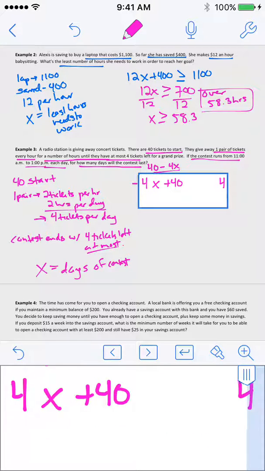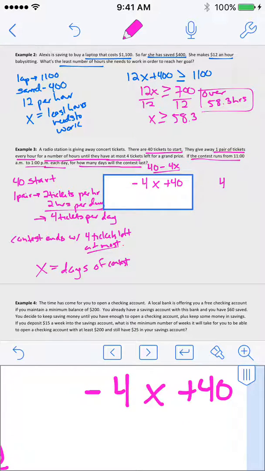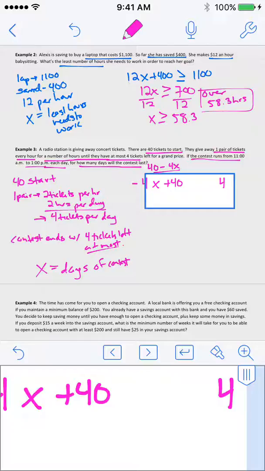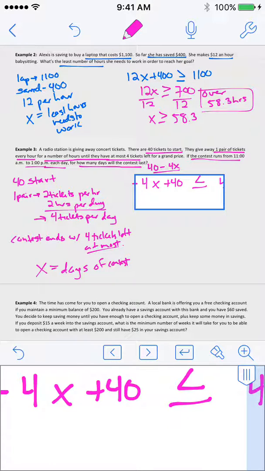At most 4, let's see. This number over here, whatever it ends up being, has to be at most 4. So can it be 5? No. Can it be 4? Definitely. Equal to. Can it be 3? Yes. So it looks like it's less than or equal to. At most, less than or equal to. And we have our inequality. So let's go ahead and solve that.